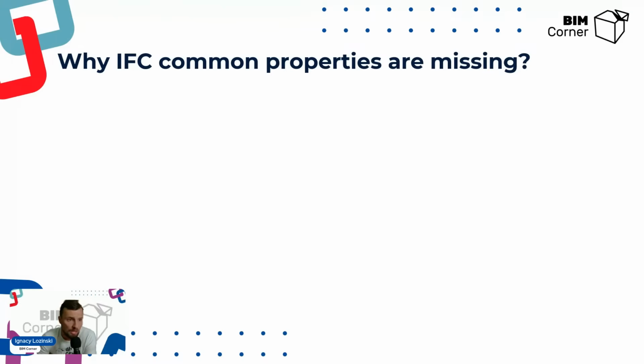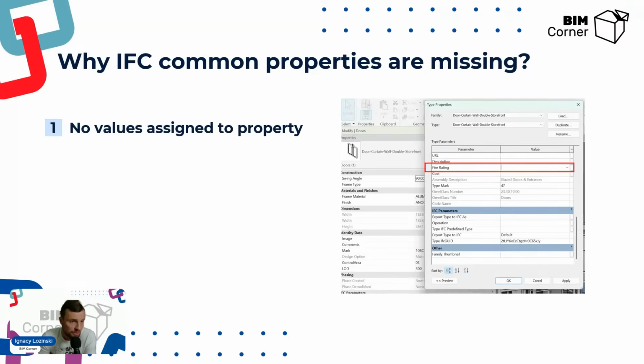All right. Before we even dive into the demo, one last thing that I wanted to tell you. When you export, for example, doors from Revit, you might notice that some IFC common properties are missing. And there are actually two simple reasons why this happens. The first reason is that there is no value assigned in Revit to this particular property, so Revit doesn't export empty properties.